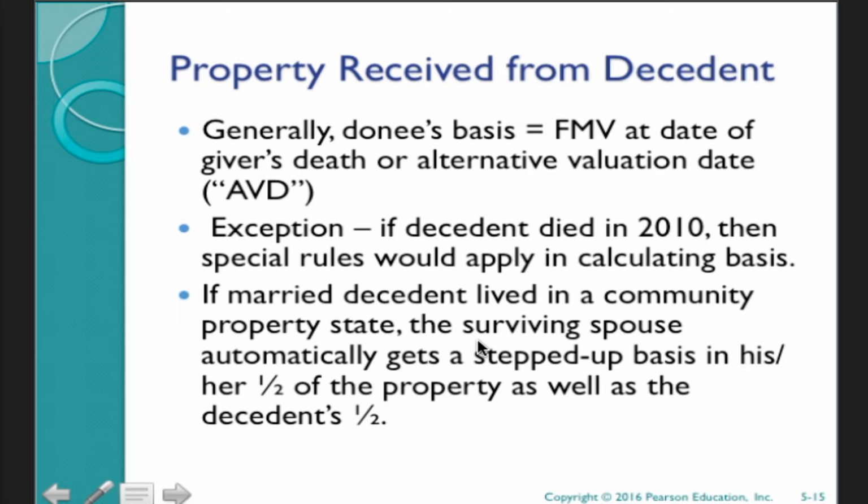When you are receiving property from someone who's died, we call someone who's died and gifted you property through their will or through whatever mechanism, we call the person that died the decedent. The general rule is that the recipient's basis is fair market value at the date of the giver's death, or assuming that there for some reason is an alternative valuation date, that would be at the fair market value as of that alternative valuation date.